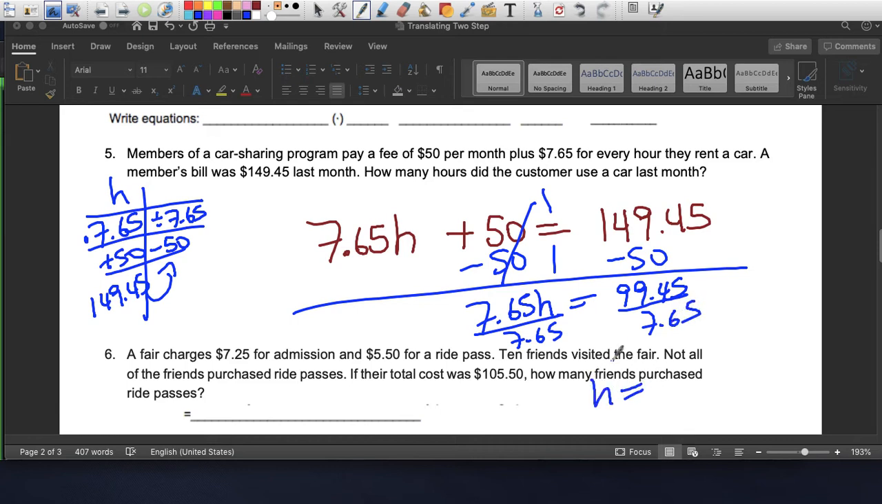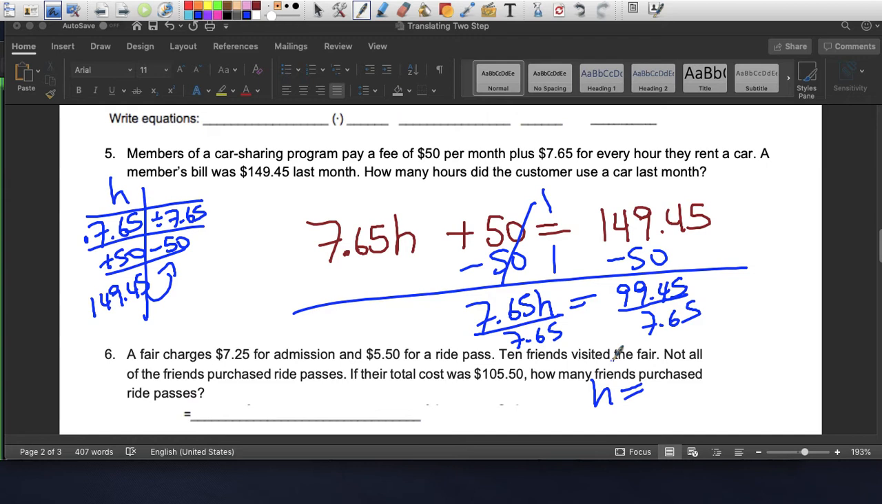And so the number of hours that we were driving around, divided by 7.65. Oh my god. 99.45. So you know what? For Christmas, I want a calculator.